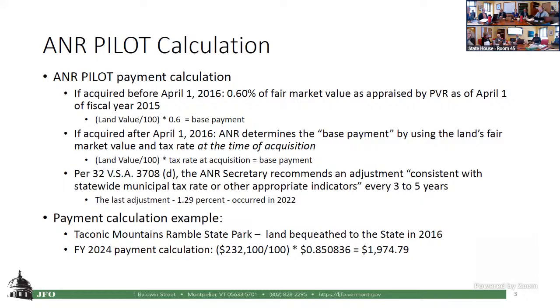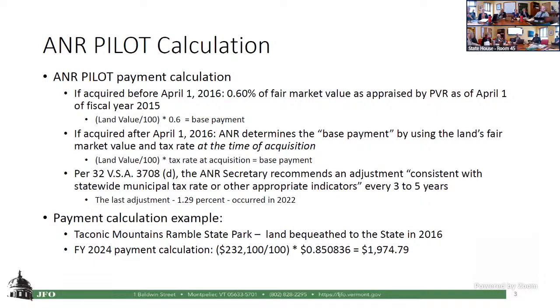There is a statute that gives the secretary a mandate to recommend an adjustment consistent with statewide municipal tax rates or other appropriate indicators every 3 to 5 years. How often does that happen? It happened in 2022. The adjustment was 1.29%, across the board. So all of these base payments are fixed. They don't adjust year to year unless that increase goes into effect.